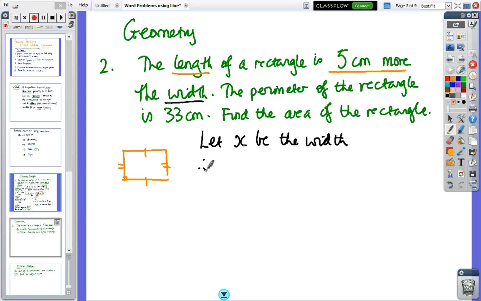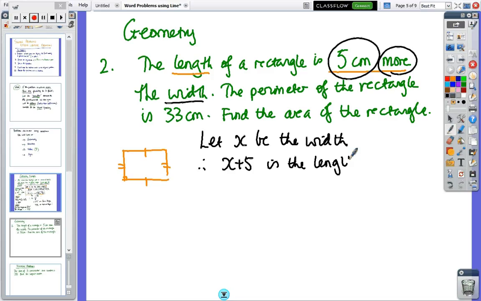And therefore, this is 5 centimeters more. So x plus 5 is the length. So again, I'm looking at the smaller thing. The length is more than the width, so the width is smaller. So let x be the width. And what we do is we can say, well, that's x, and that's x, so they're both widths. And then that's x plus 5, and then that's x plus 5.